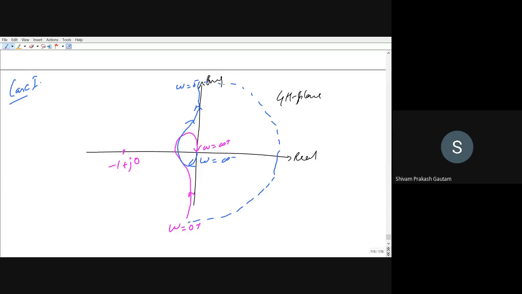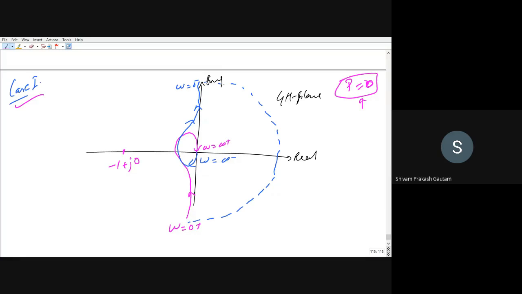Now for these cases, we are considering that P is equal to 0. P is equal to 0 means there are no open loop poles in the right hand side of S plane. We are taking an example and assuming that P is equal to 0. Just pay attention. In the formula N is equal to P minus Z, P is the number of open loop poles in the right hand side of S plane. Suppose this is case 1 and we have assumed that P is equal to 0.